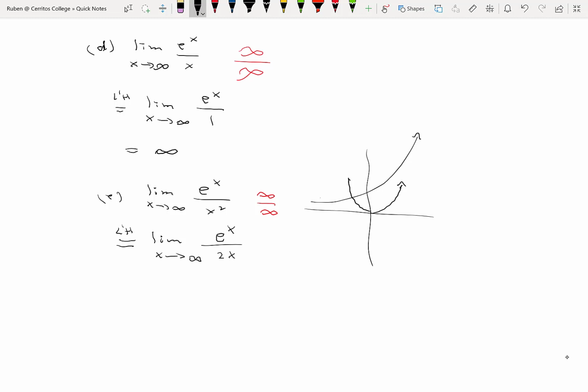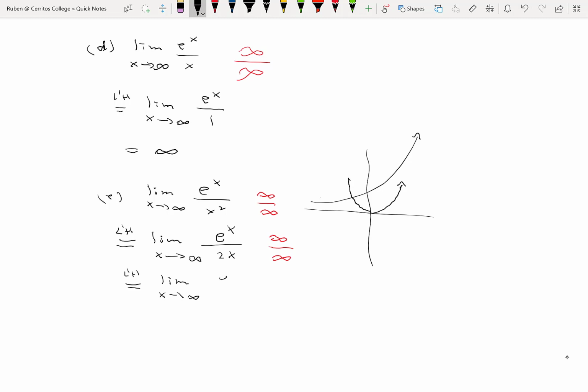Well, e to the x over 2x, as x gets large, e to the x is still approaching infinity, and 2x is approaching infinity. So it appears that L'Hopital's rule didn't work. We still have an indeterminate form. Well, it's fine. We still have an indeterminate form, so apply L'Hopital's rule one more time. Apply it as many times as is necessary sometimes.